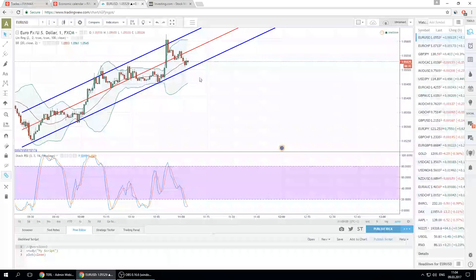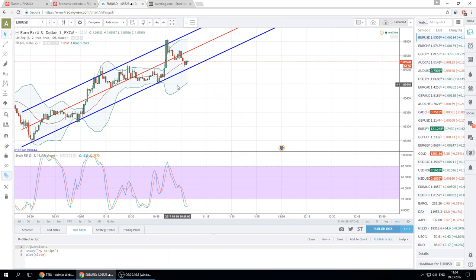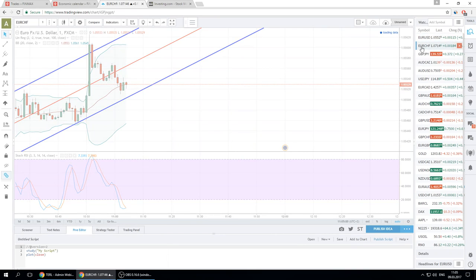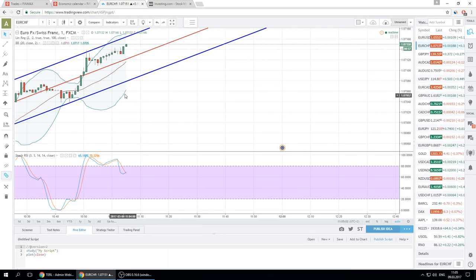So let's start with the Euro USD to see what's going on right now on the market, to see what trade we can open. Here you see the standard indicators that I'm using: linear regression, this one with the blue lines, Bollinger, and stochastic. The time frame is 1 minute. Right now the situation on the Euro USD is not clear, so I'm not going to open a trade on that. Here the same.